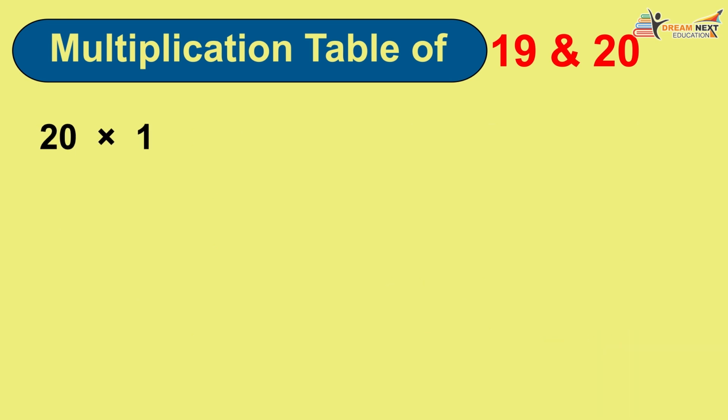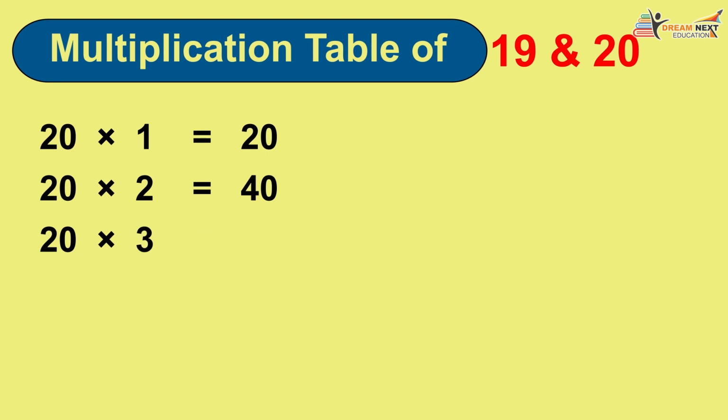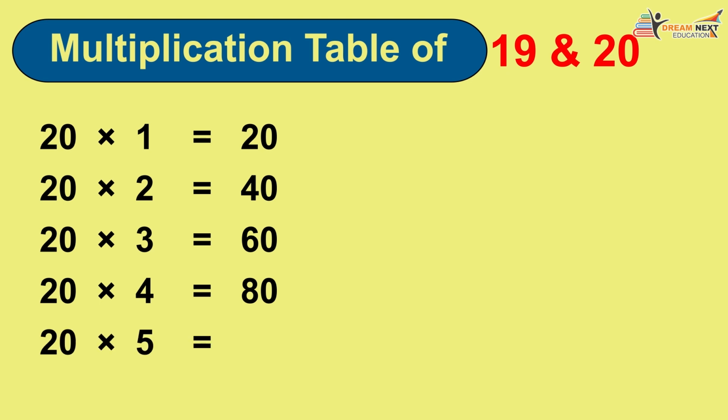20 into 1 is equals to 20. 20 into 2 is equals to 40. 20 into 3 is equals to 60. 20 into 4 is equals to 80. 20 into 5 is equals to 100.